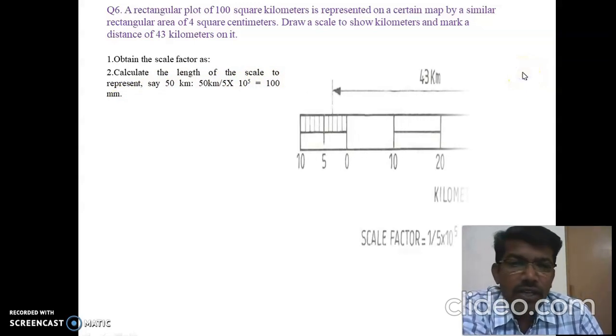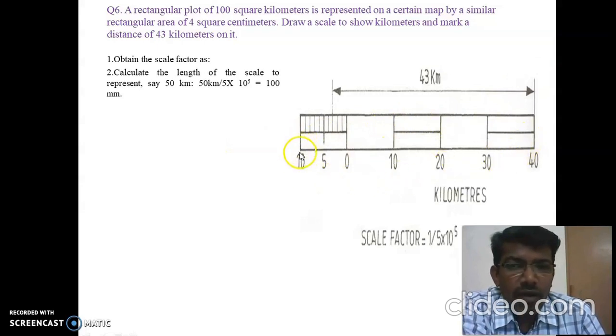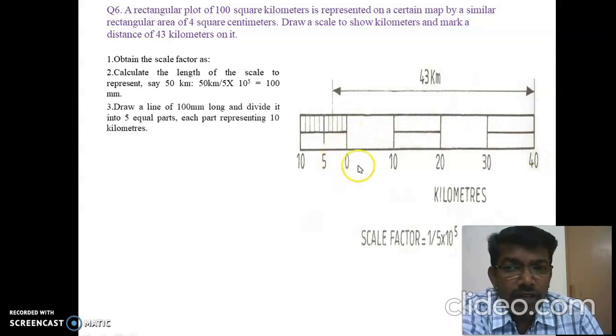Okay, then next you see here, this is the scaling. Now divide this one into 5 equal parts: 0 to 1, 2, 3, 4, 5. The first division is marked as 0. And next 10. This is 10 kilometers.